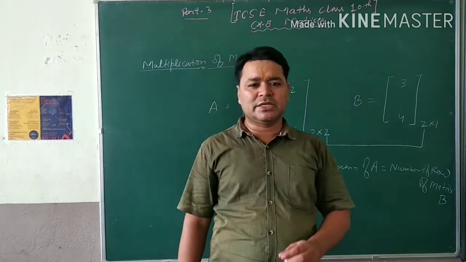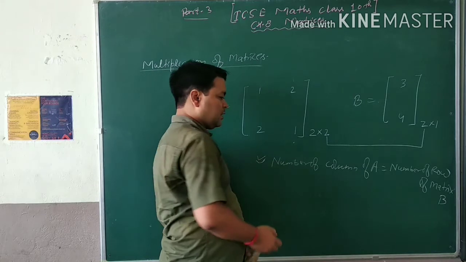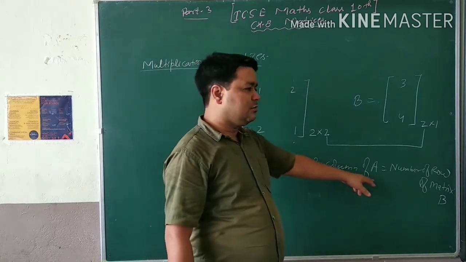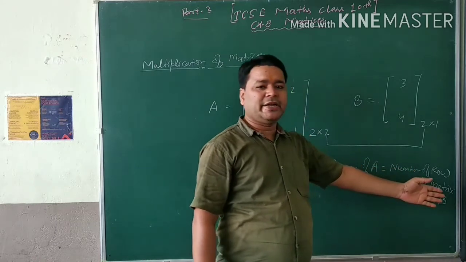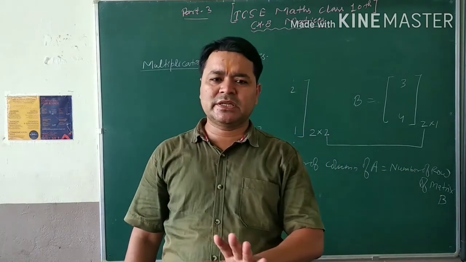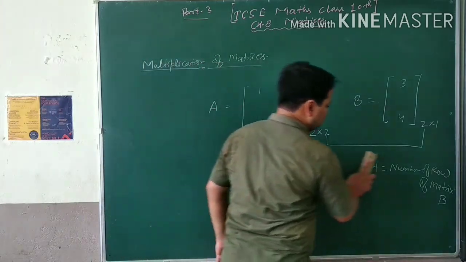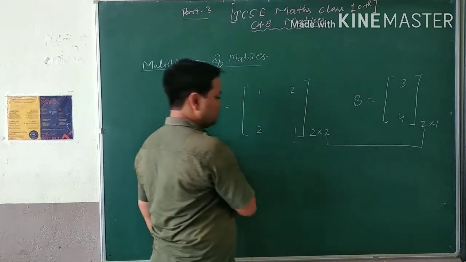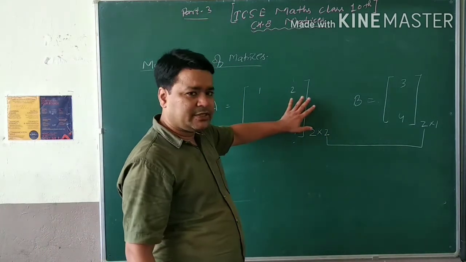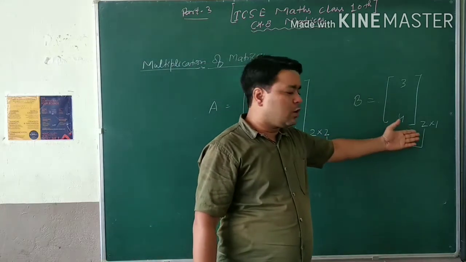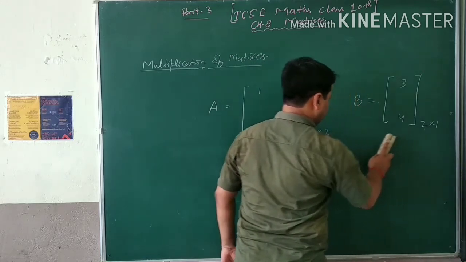Actually, for the multiplication of two matrices, this is the very important thing. If the number of columns of the first matrix is not equal to the number of rows of the second matrix, then the multiplication of the matrices is not possible. The compatibility condition is that the columns of the first matrix should equal the rows of the second matrix. Then the question is how we should multiply.